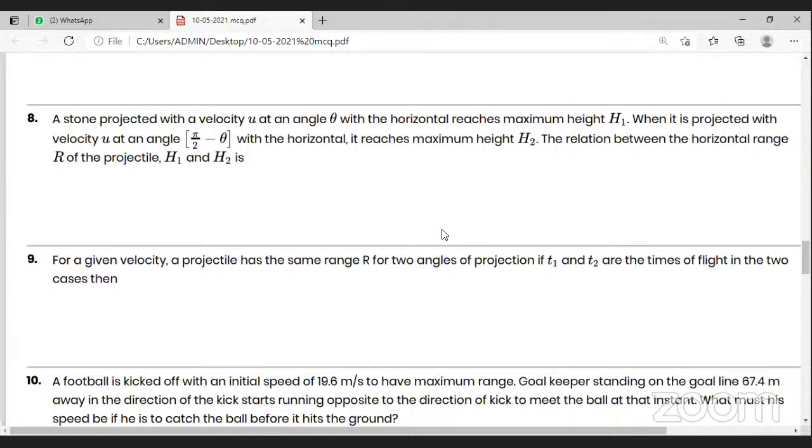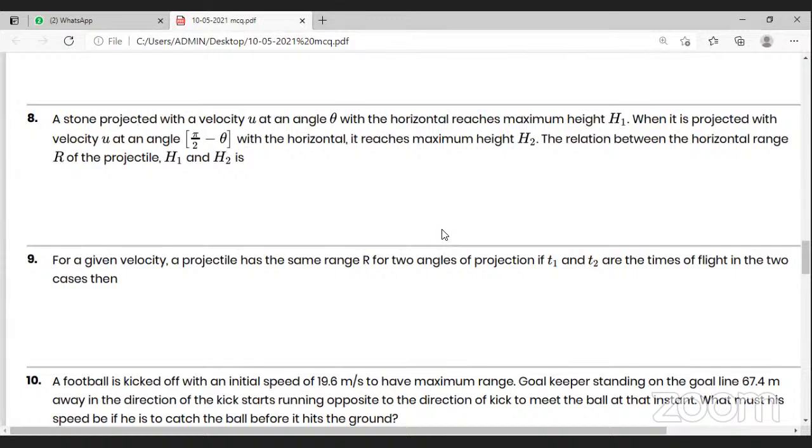A stone projected with velocity u at an angle theta with the horizontal reaches a maximum height h1. When it is projected with velocity u at an angle 90 minus theta with the horizontal, it reaches a maximum height h2. The relation between the horizontal range of the projectile, h1 and h2. You can observe here that the two given angles are theta and 90 minus theta. Both are complementary angles. That means for both of them the range is the same only.